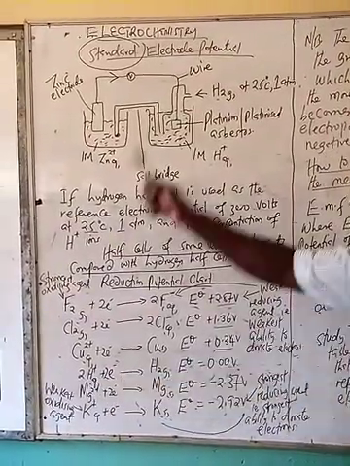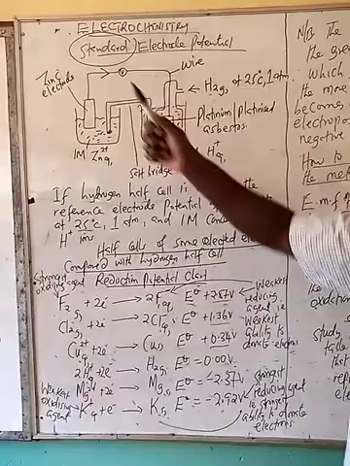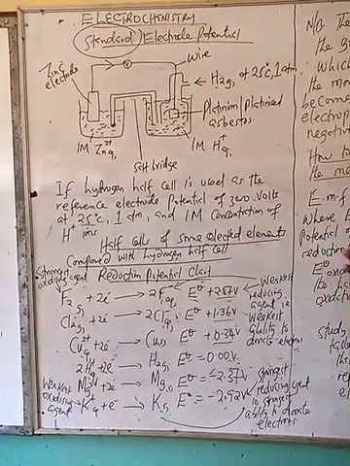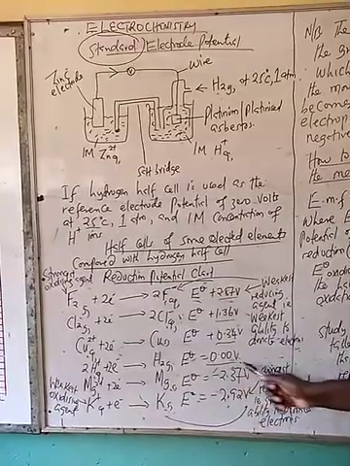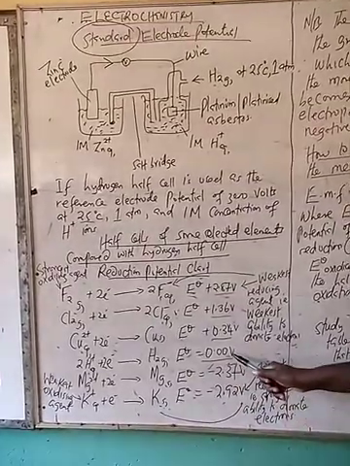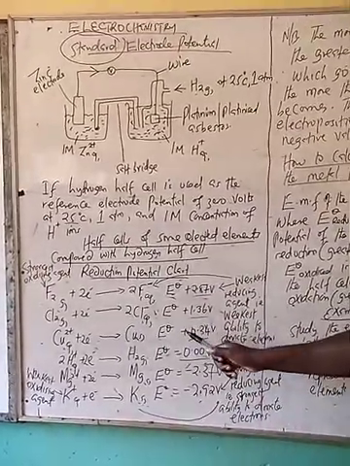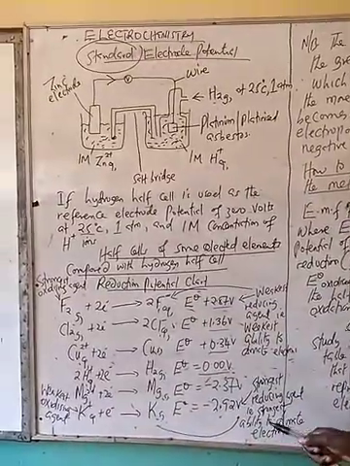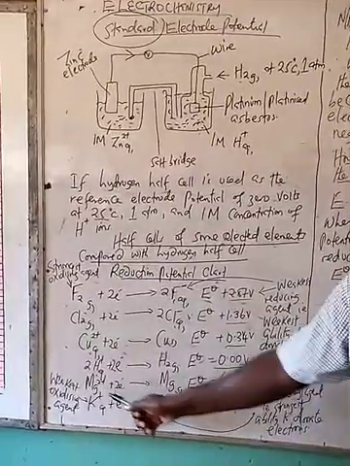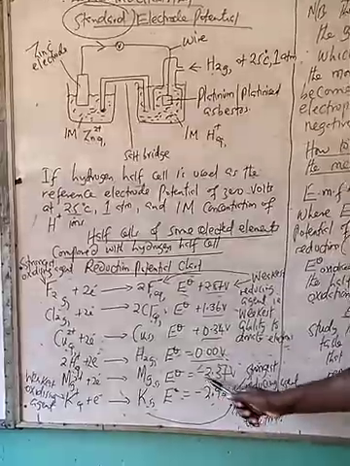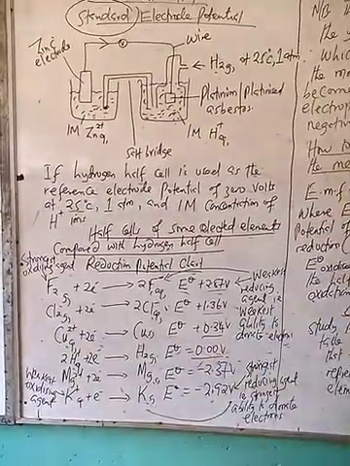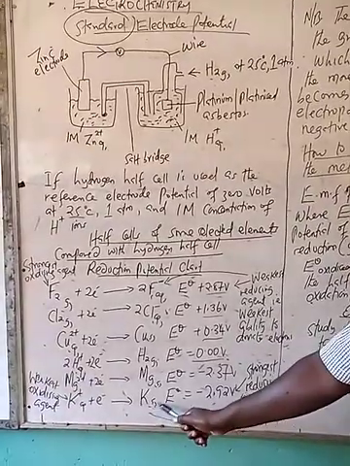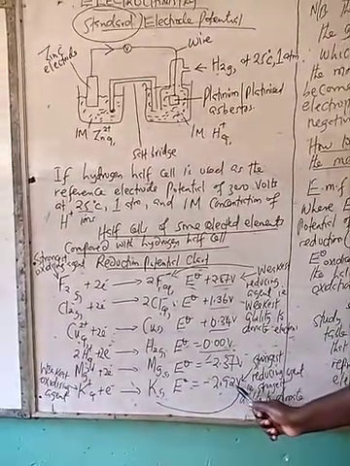Hydrogen, compared to hydrogen, you're not going to register anything because you're comparing the two half cells. You're going to register 0.00 volts. So this is the reference electrode potential compared with the electrode potential of other elements. Magnesium, you're going to register negative 2.37 volts. Potassium, you're going to register negative 2.92 volts.